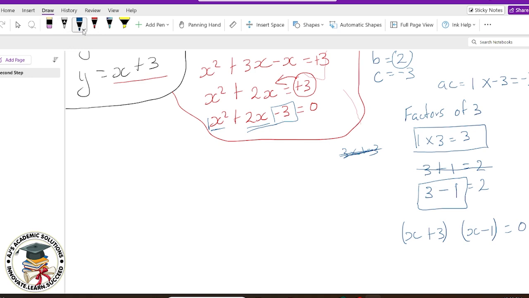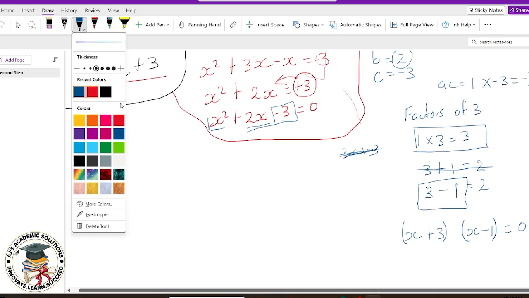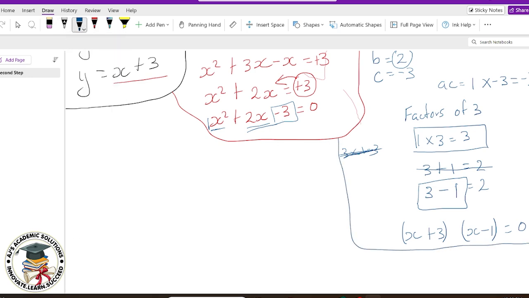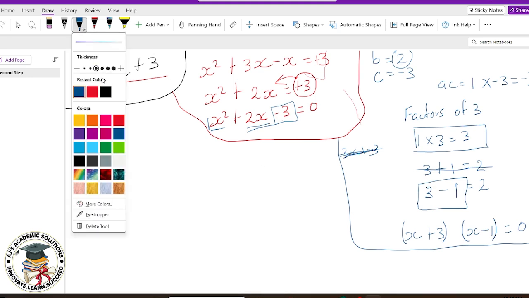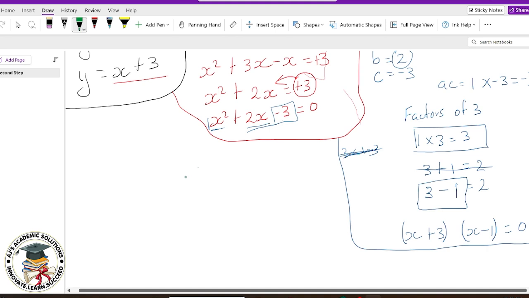So let me just bracket this off here. And let's go with green. So in the next step, what we actually will be doing is we'll be solving for x. Now notice we have 2 brackets, which means we should have 2 answers for x. So first one is x plus 3 is equal to 0.